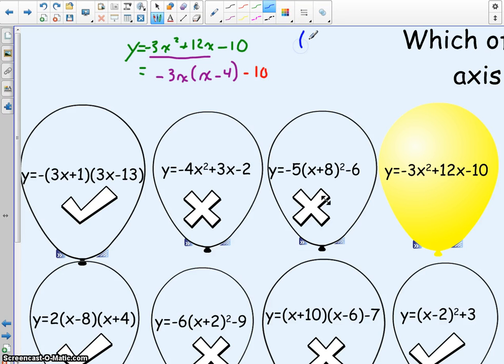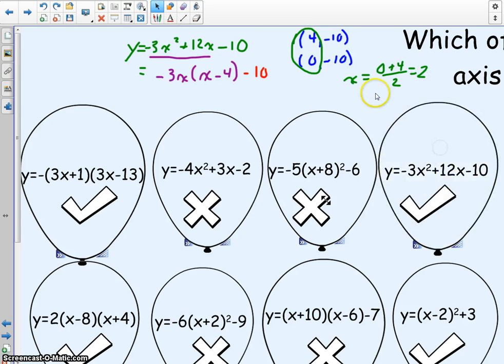Remind yourself, this tells me I have 2 points. One point at 4, negative 10. The other point at 0, negative 10. So my axis of symmetry will be halfway in between these two x values right here. So halfway between 0 and 4, you can probably see relatively quickly that that's going to be 2. So this one fits what we're looking for, an axis of symmetry of 2.